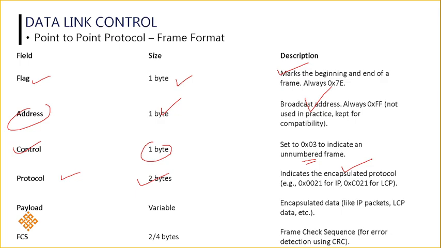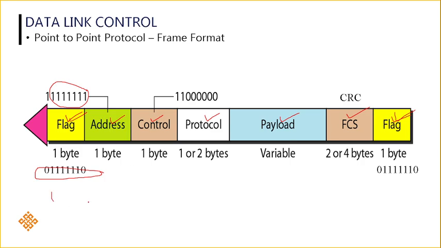So in the upcoming videos, we will see about encapsulation of header, all those things. Then we have variable length payload. That helps in identifying the encapsulated data like IP protocol or whatever it may be, IP payload, all those. And lastly, we have 2 to 4 bytes of frame check sequence. That is the CRC bits that help in error control. So this is the overall frame format of Point-to-Point Protocol.